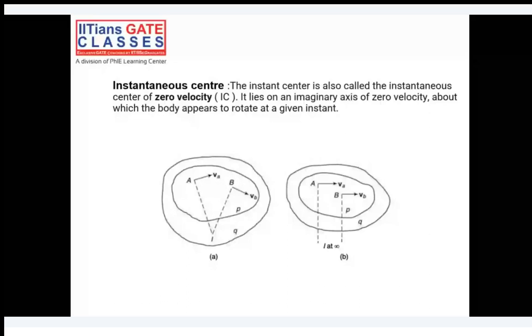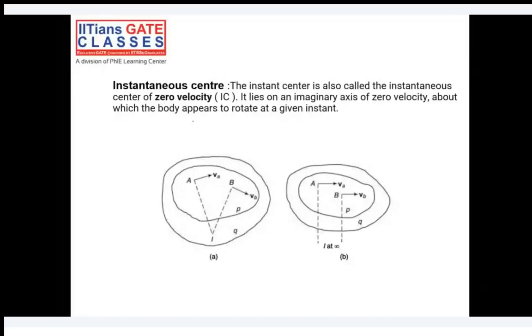So let's try to understand. The instant center is also called the instantaneous center of zero velocity. Okay, it means it lies on an imaginary axis of zero velocities about which bodies appear to be rotating at that instant. Okay, so for example, let's try to understand through this figure number A.